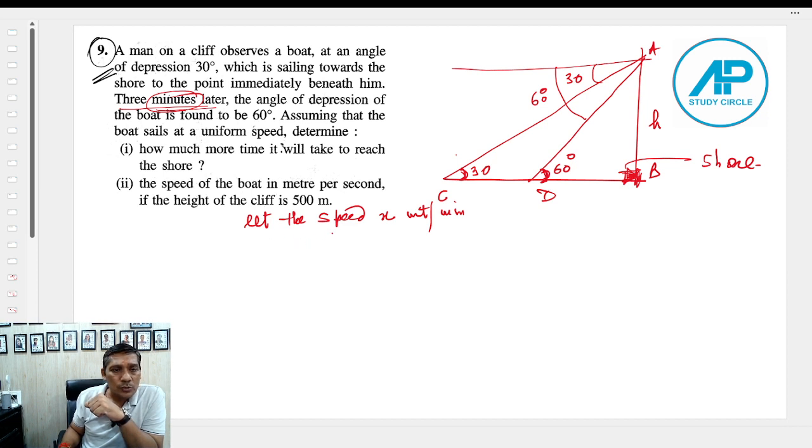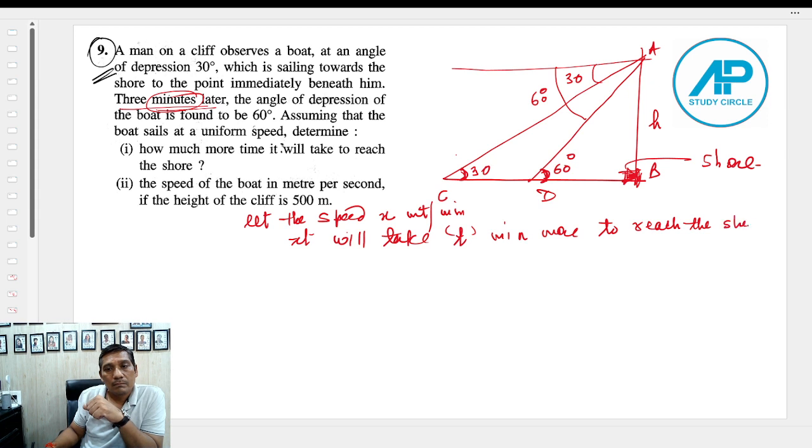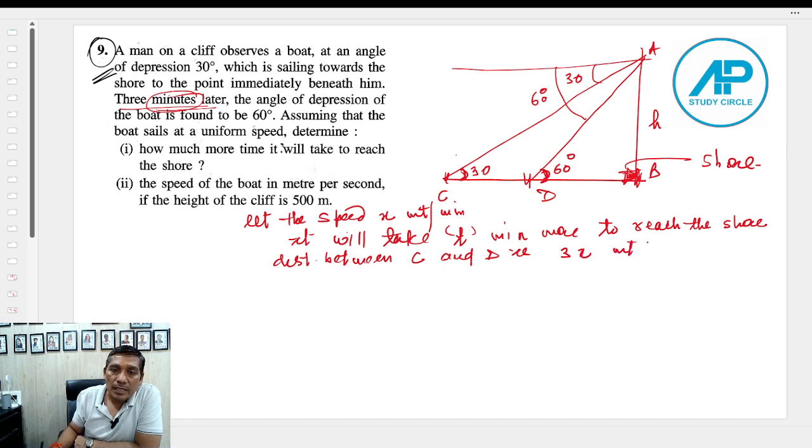And I also assume that it will take t minutes more to reach the shore. Now, time is 3 minutes from C to D point. That means the distance between C and D is 3x meters. I hope you understand. Speed into time. The speed is x meter per minute and the time is 3 minutes. This distance is 3x meters.